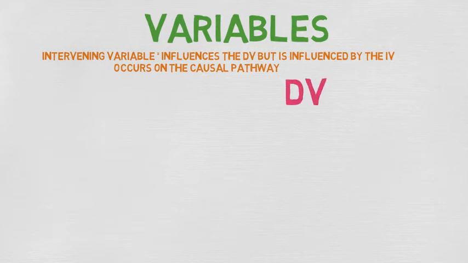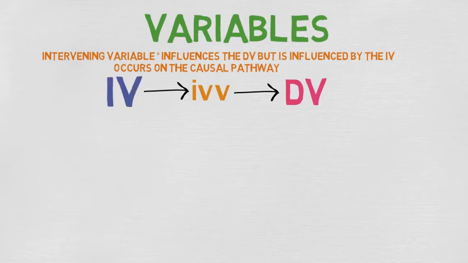So the dependent variable is the thing that you're wanting to explain the change in. And so in this case, the intervening variable acts on the dependent variable, but it is first acted on by the independent variable. So the independent variable acts on the intervening variable, which causes variation in the dependent variable, and it obscures the whole relationship under study.